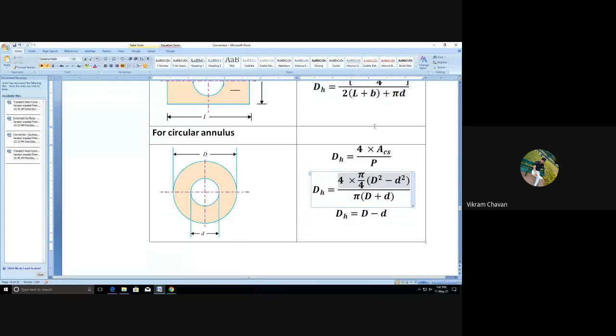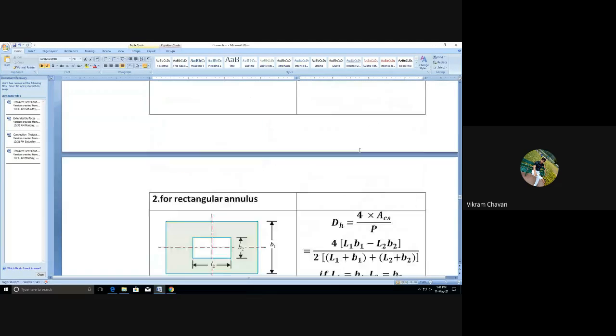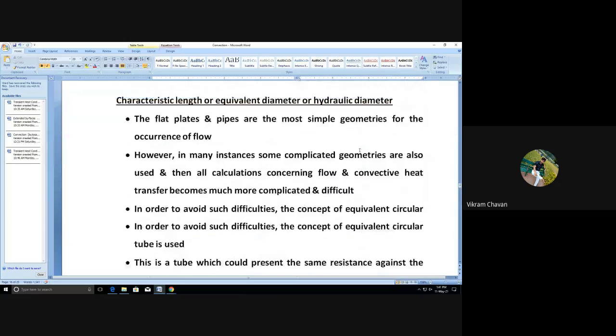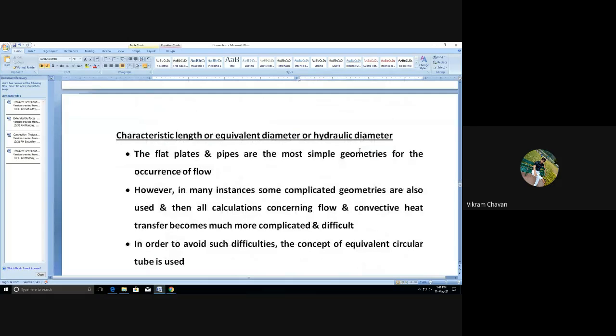Okay, is everyone getting it? Is there any question, any doubt? So write down: characteristic length or equivalent diameter or hydraulic diameter.